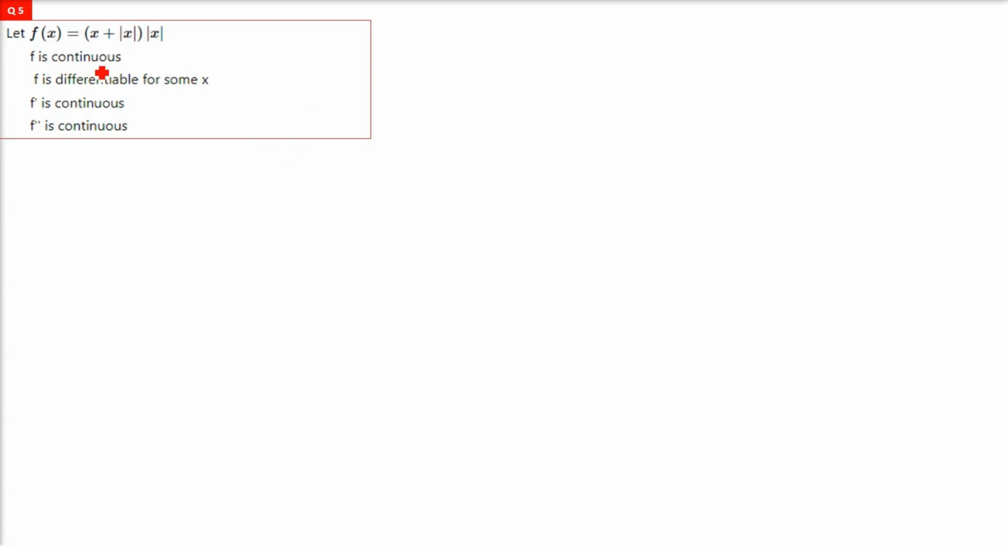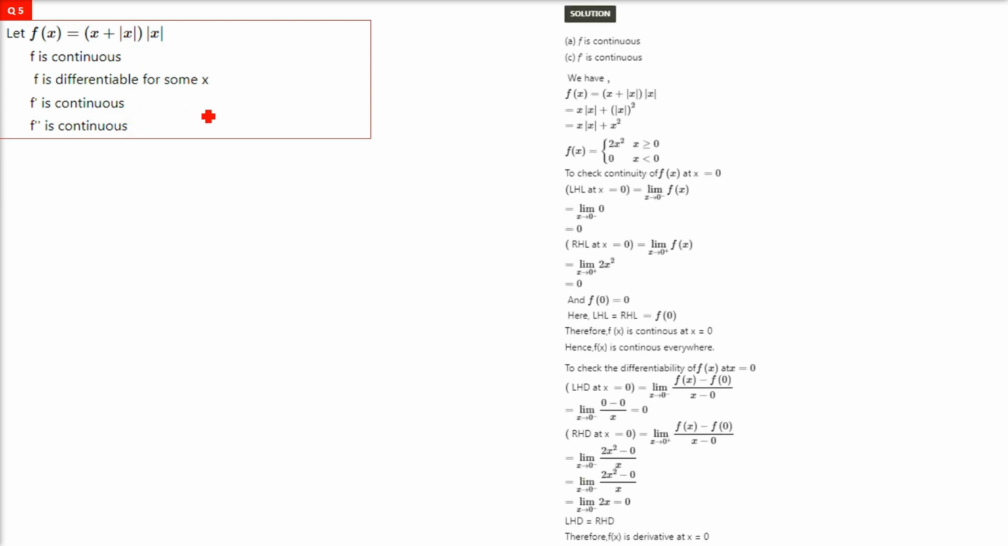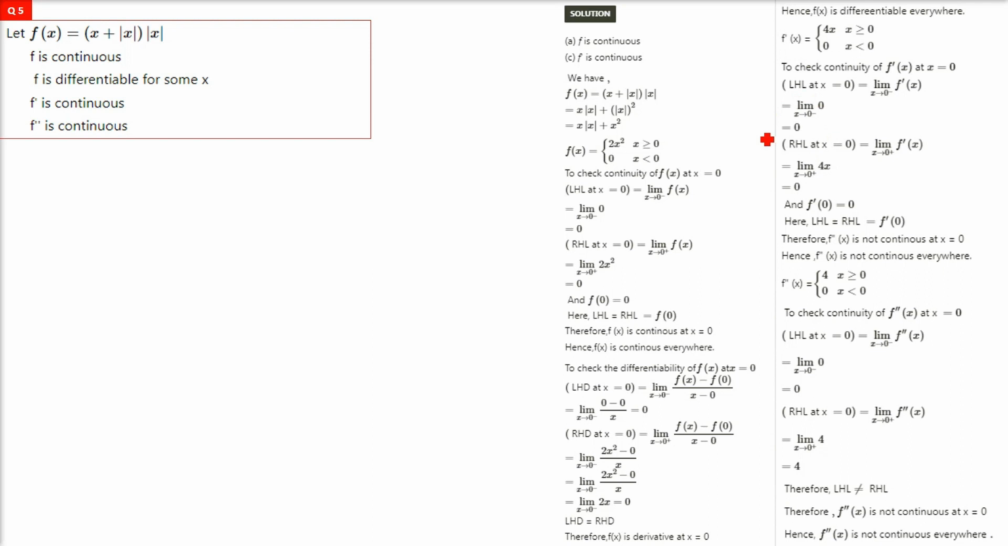Let f(x) is equal to x plus modulus x, or the absolute value of x, multiplied by modulus x. So please remember, there are three things being asked: f, f dash and f double dash. So three kinds of differentiation we have to do. We are in the chapter of differentiability, so we don't have to worry about how we are going to solve the question of differentiation, because this is not the chapter of differentiation, this is just differentiability.